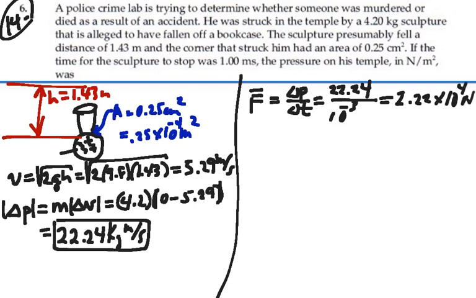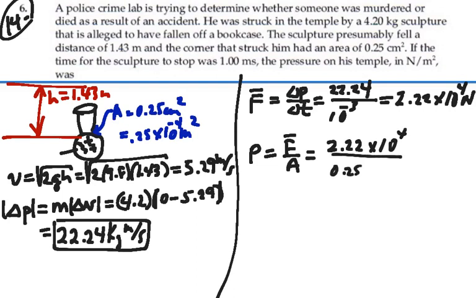That will be the force on his temple, and since pressure will be equal to this average force per area, that's going to be equal to 2.22 times 10 to the 4 newtons over the area of the temple, which is 0.25 times 10 to the minus 4 meters squared. So this is going to be equal to 8.89 times 10 to the 8 newtons per meter squared.